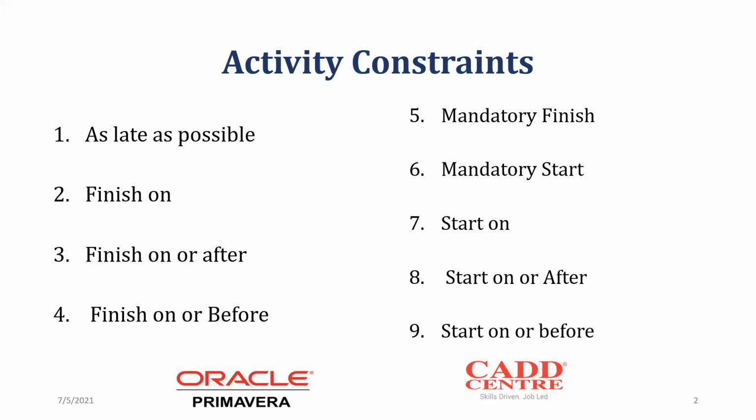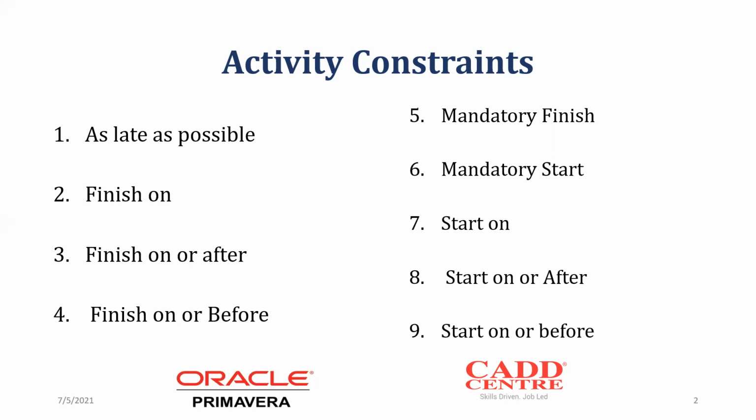For example, we talked about floats last time, though we didn't go into detail. A float is the number of days by which you can delay an activity and it doesn't affect the entire project duration. So if an activity has a float of 5 days, it means that activity can be delayed by 5 days and nothing will happen to the finish date of the entire project. If you give that activity a constraint of as late as possible, you're giving freedom to yourself or the people executing the project to delay that activity to the maximum of its total float. That is the 5 days. If you go beyond 5 days, you're going to delay the entire project duration.